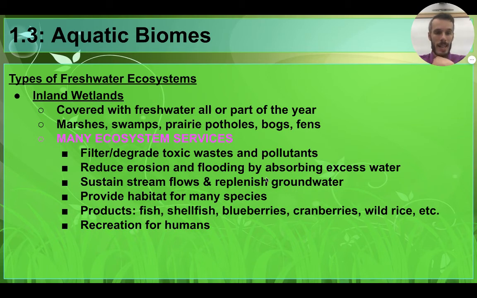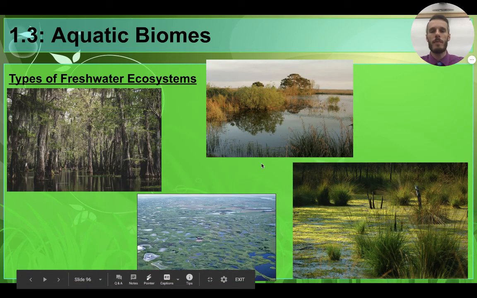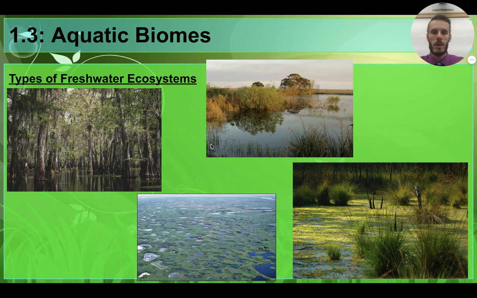So in taking in that water, they'll hold it and really let the water infiltrate and go down into the ground to replenish groundwater. There's a lot of biodiversity in these ecosystems, providing a habitat for species, providing many products as well. It could be plants or animals for food, and then also recreation for humans. So here we go. We got a swamp, we got a marsh, some prairie potholes, and a nice little bog here.